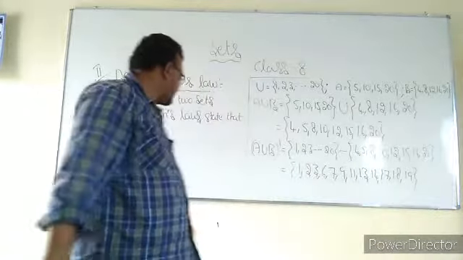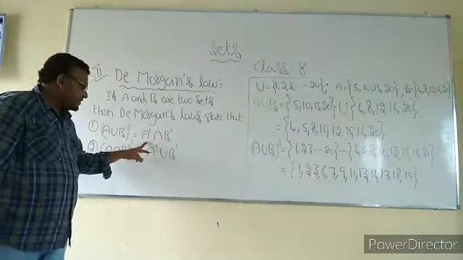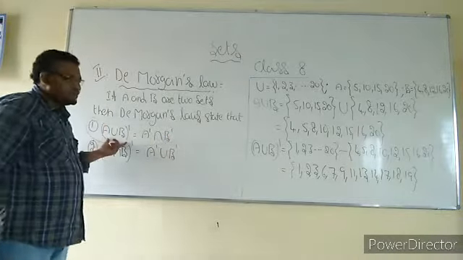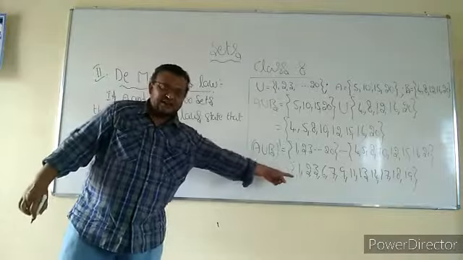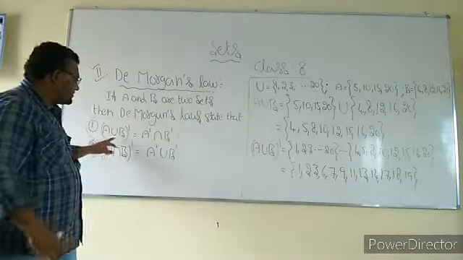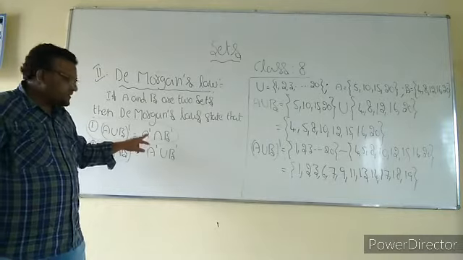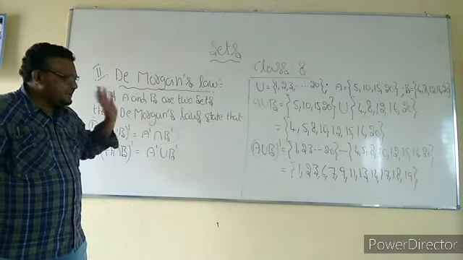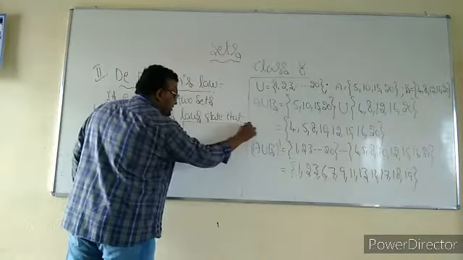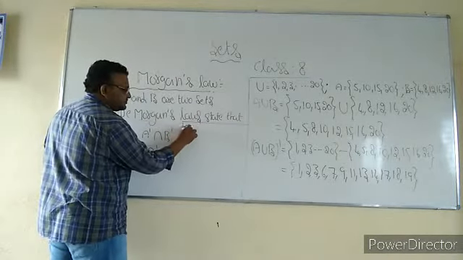Now RHS. What is RHS? We are checking the first law only. For LHS we got (A union B)' as 1, 2, 3 and so on. Next, coming to RHS, A' intersection B'. That means first find out A'.